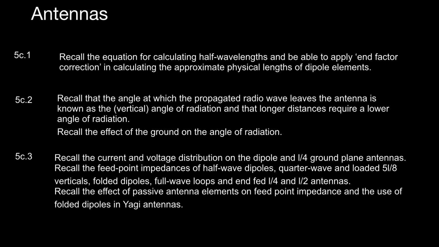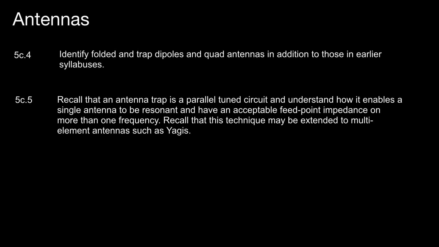Recall the effect of passive antenna elements on feed point impedance and the use of folded dipoles in yagi antennas. Right, 5C4, identify folded and trapped dipoles and quad antennas in addition to those in earlier syllabuses. Now, I haven't covered all the antennas that were covered in the foundation and the intermediate licenses. It might be worth you just flicking back through the syllabuses there and having a quick look and just recalling what they look like. In general, I think it's pretty much covered again in the advanced course, so I don't think there's too much to worry about there.